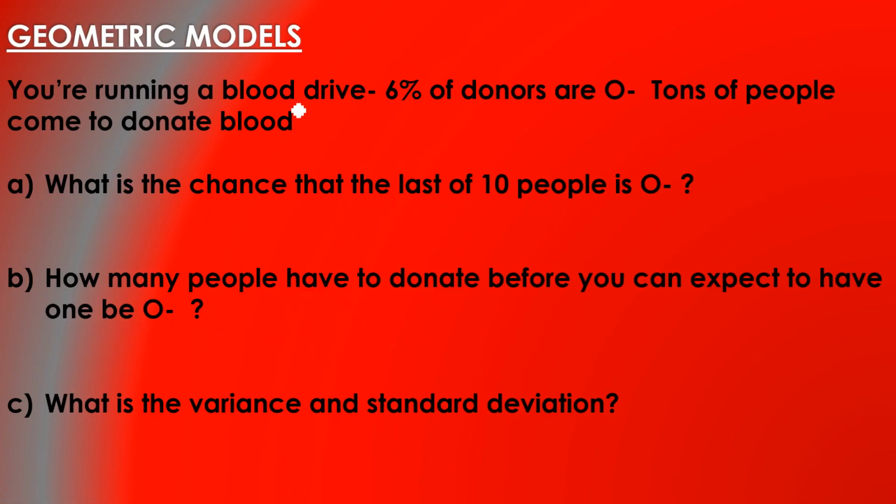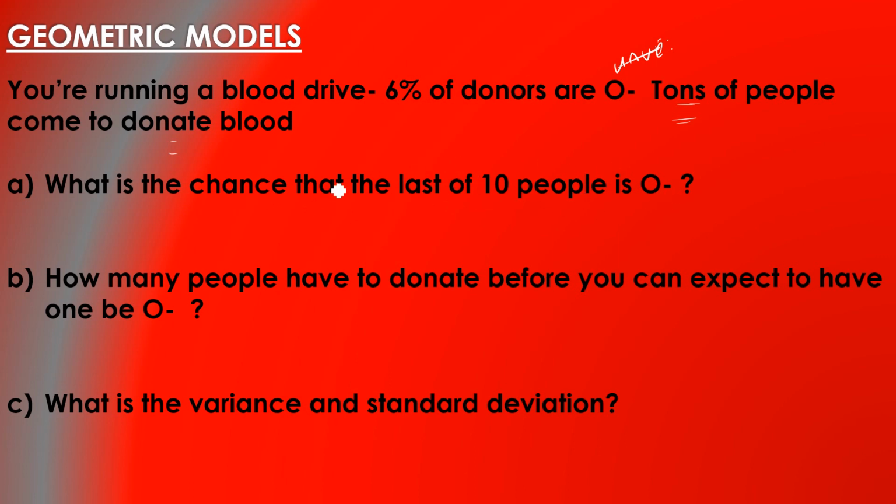Yes. So the last question that we'll go over, you're running a blood drive. 6% of donors are O negative. This is universal, universal as in anyone who donates it. That's very good because it can be transfused into anyone. So let's say tons of people have come, so we have lots of people donating. The number that are donated really doesn't matter.